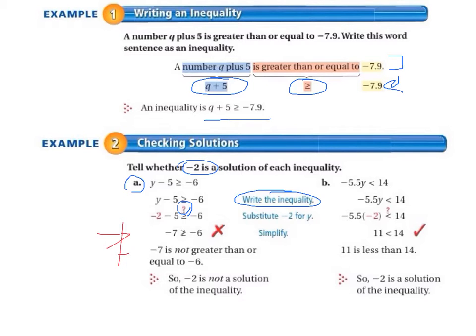So let's take a look at letter B. Negative 5.5y is less than 14. So we write the inequality, and then we substitute negative 2 for y. Negative 5.5 times negative 2, we put our question mark above the sign and see if it's less than 14. So negative 5.5 times negative 2 equals 11, and that's a positive 11 because we have two negatives. And that is less than 14. So 11 is less than 14, so we keep our sign and we don't put the line through it. So negative 2 is a solution of the inequality.